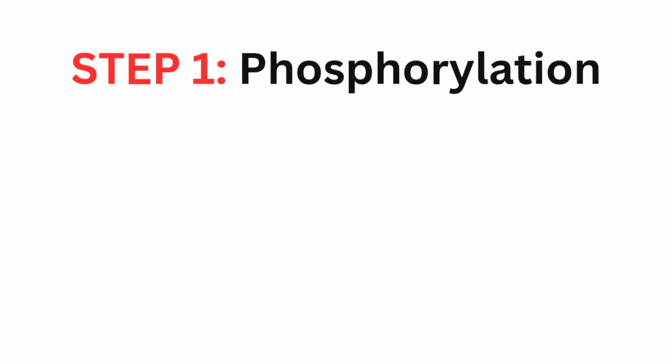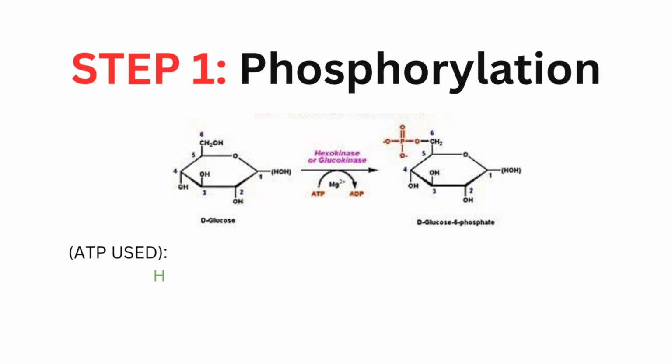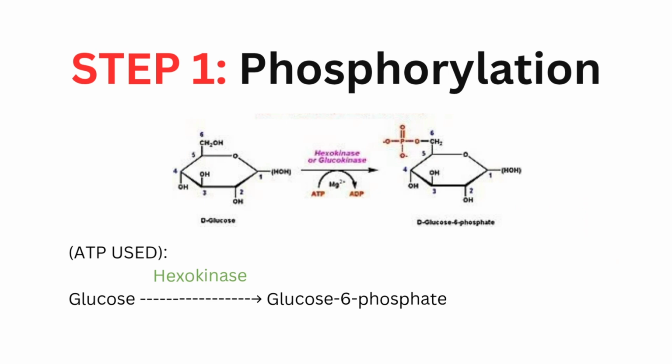Let's now look at the first reaction of glycolysis in a very simple way. On the screen you can see the structure of glucose, which is a 6 carbon sugar. Now focus on the 6th carbon of glucose. This carbon has a hydroxyl group attached to it. In this step, the enzyme hexokinase helps to transfer the phosphate group from ATP to the 6th carbon of glucose. As ATP donates the phosphate group, it gets converted into ADP. Because ATP is involved here, I have marked the step in red.